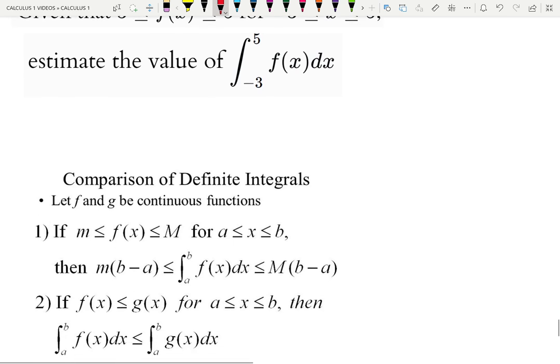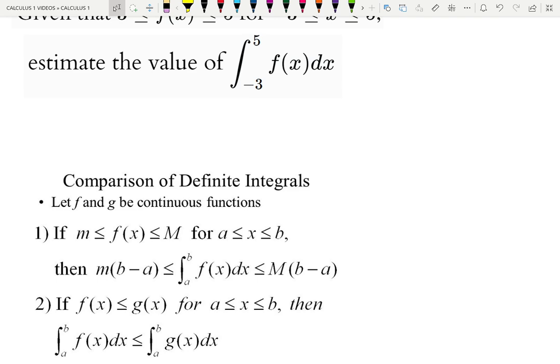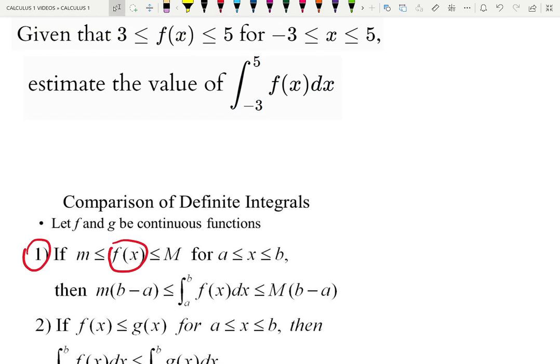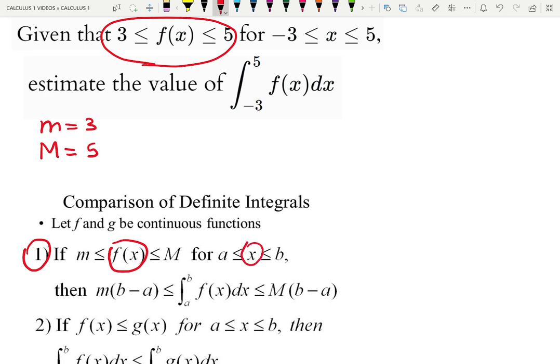There are actually several of them. We're going to use the first one. If f and g are continuous functions, then the first property says if f of x is bounded by some constants like small m and capital M, in our case it's 3 and 5, so let's write this down. Small m is 3, capital M is 5, for x being between a and b, and in our case, a is minus 3 and b is 5.